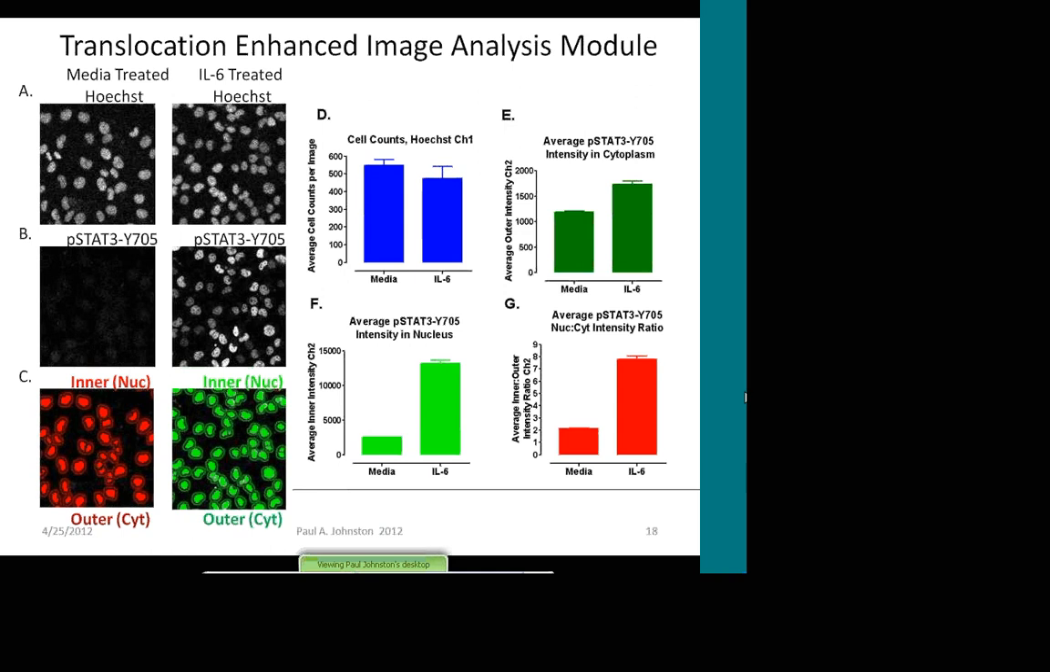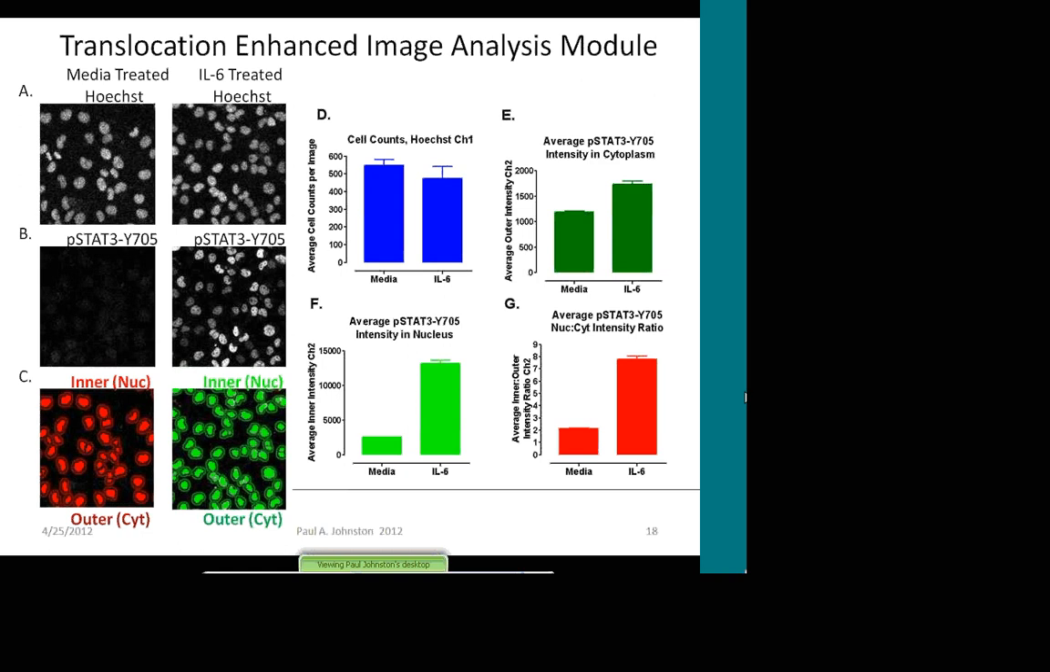So this is showing you some images of the median IL-6 treated cells, just blowing up portions of the nuclear channel and the phosphotyrosine channel, and then the inner masks, which are in the lighter colors, the light red and the light green, or the outer masks, or cytoplasmic mask, which are in the dark green or the dark red. And then to the side, I'm just showing you some of the parameters that the image analysis module gives you.